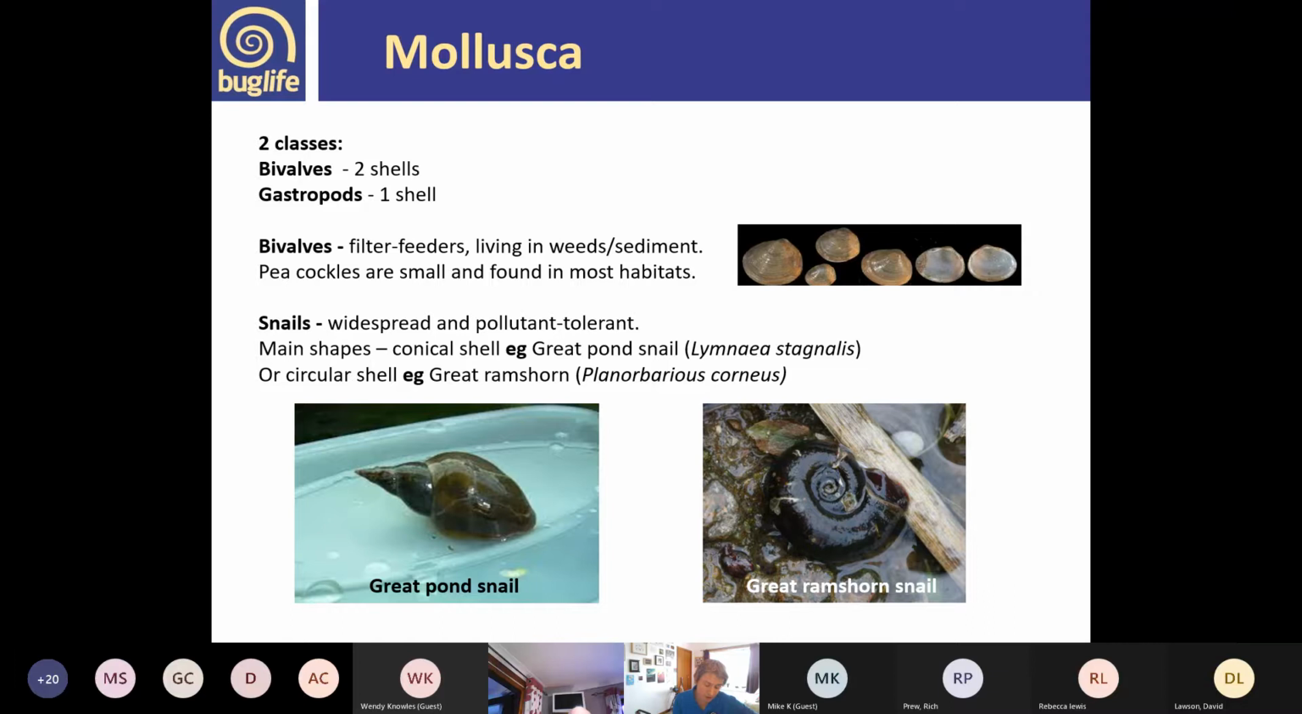Gastropods, as many of you will already know, include the snails and slugs. There are actually about 4,000 species of snail worldwide. They're very widespread and pollution tolerant, often found grazing on algae, growing on the surfaces of other plants and rocks. There's two main types of snail that are likely to be encountered in regular ponds that you're likely to be looking in. The first is the great pond snail with a conical shell pictured on the left here. The second is the ramshorn snail with a circular shell on the right. So they're the two main kinds of snail that you're likely to encounter.